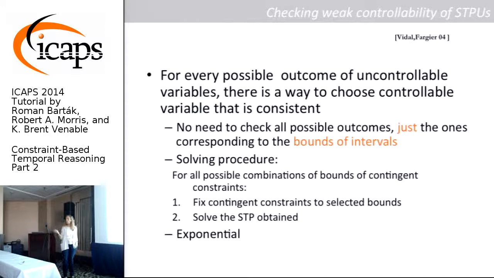Actually, you don't need to look at all the intervals, but you only need to look at all the bounds, all the possible combinations of the upper and lower bounds on the contingent constraints, and then run a consistency check. It's not as brutally exponential as if you had to look at all possible durations, but it's still not a pleasant creature. And usually this weak controllability is such a weak requirement that it is not really interesting in practice.